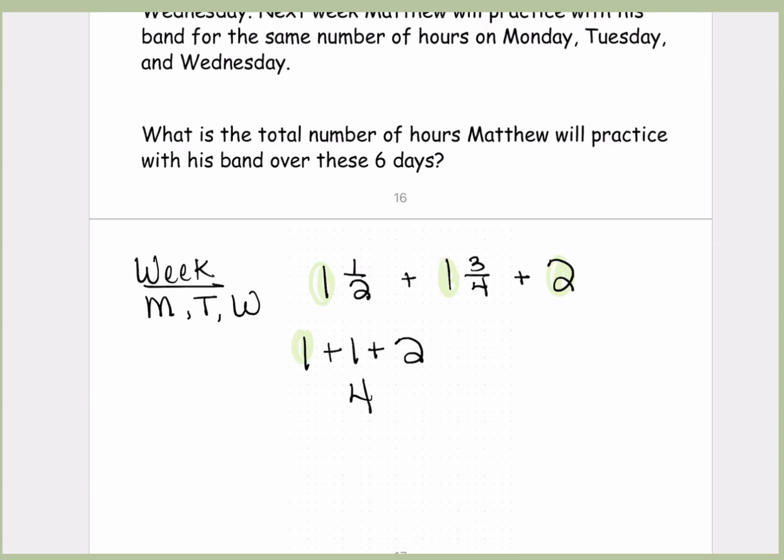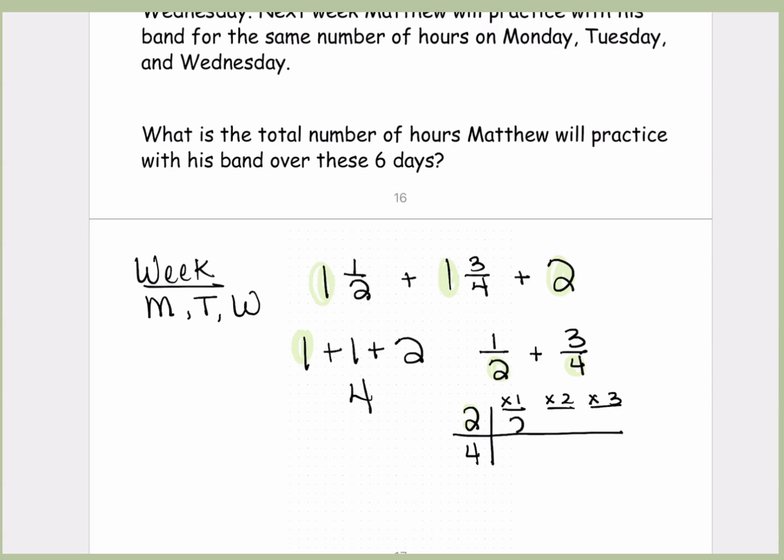That is our whole number. Now we have to add the fractions. So we have 1/2 plus 3/4. And we can see that those denominators are not the same, so we have to make them the same. So we're going to write our multiplication tables here. Times 1, times 2, times 3. And I believe we only need to go to 3. If we don't find a match, we can move further.